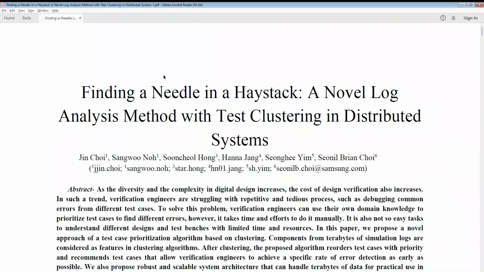Finding a needle in a haystack: a novel log analysis method with test case clustering in distributed systems.